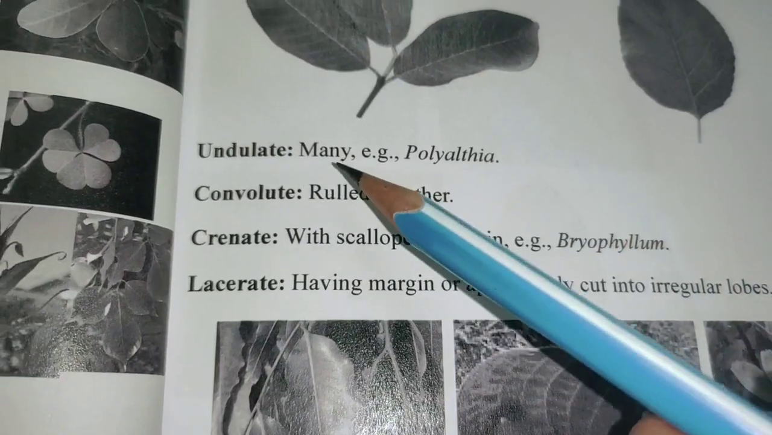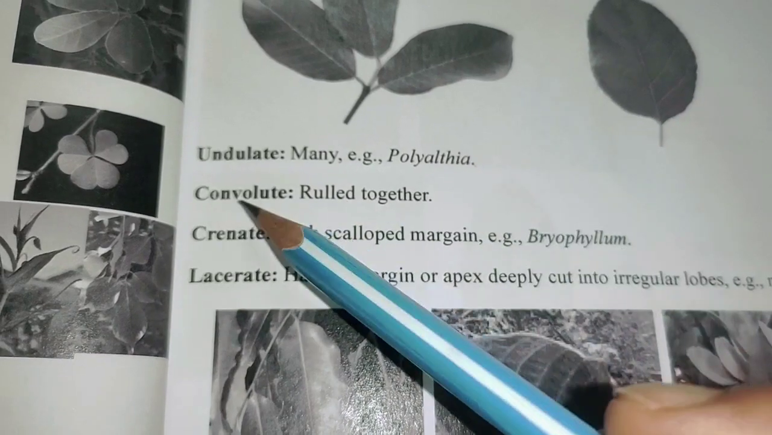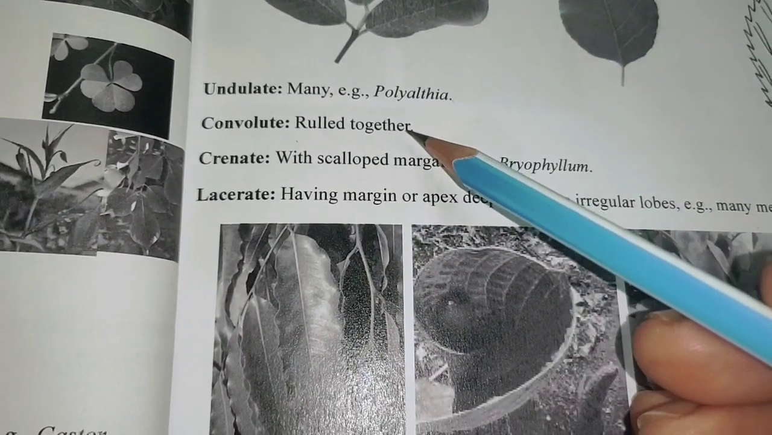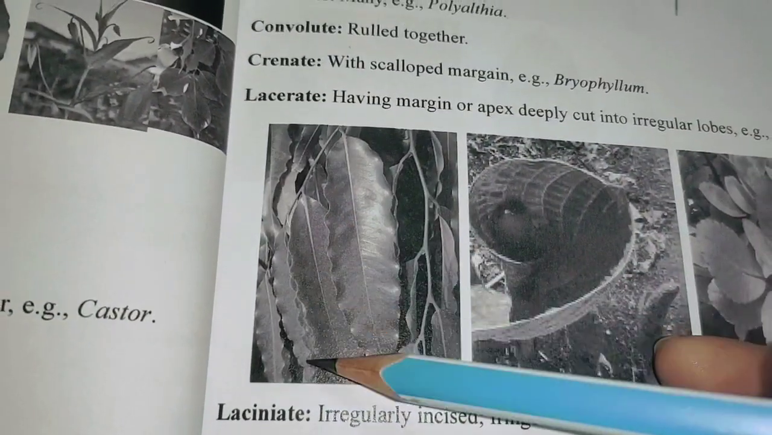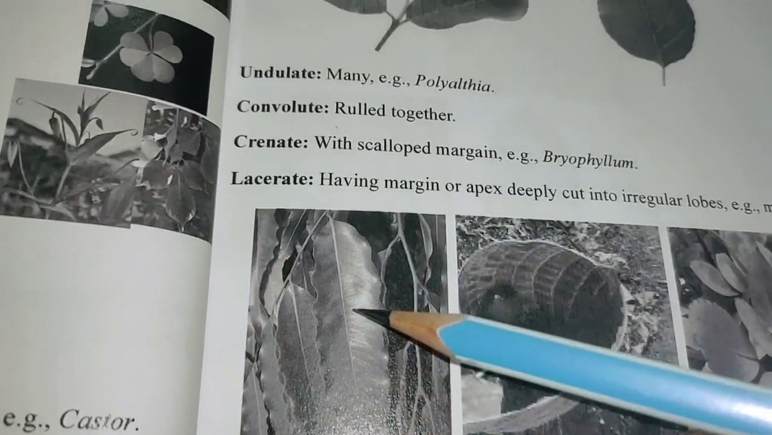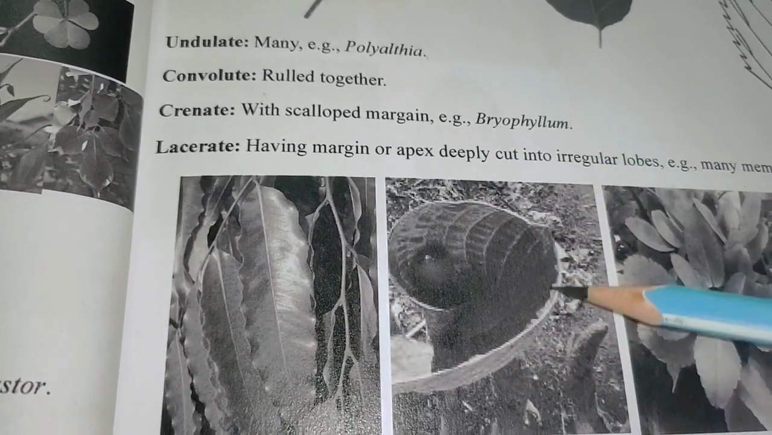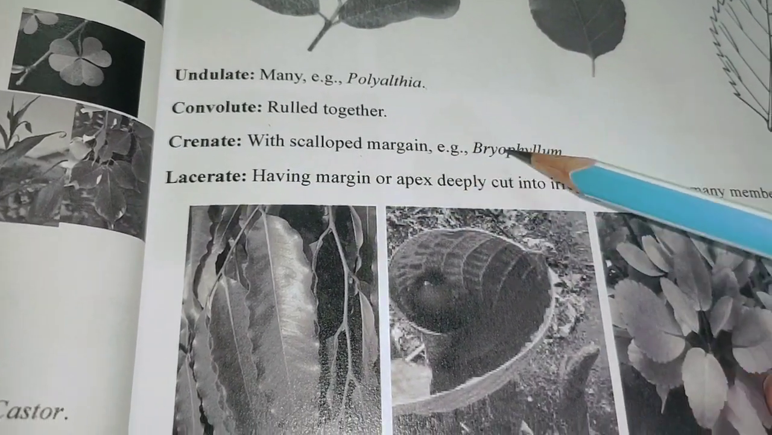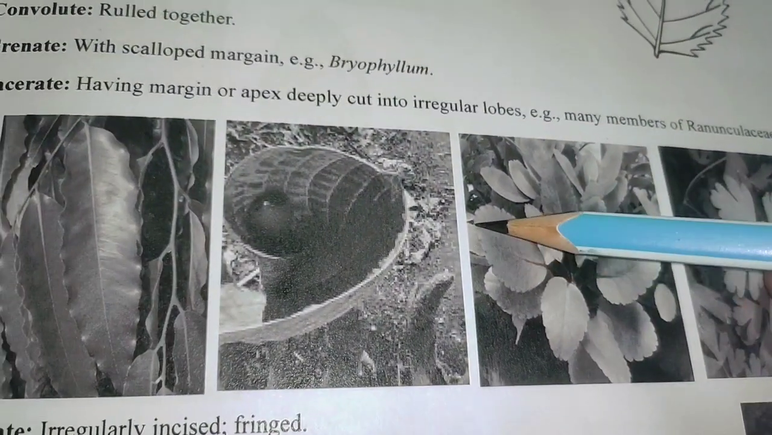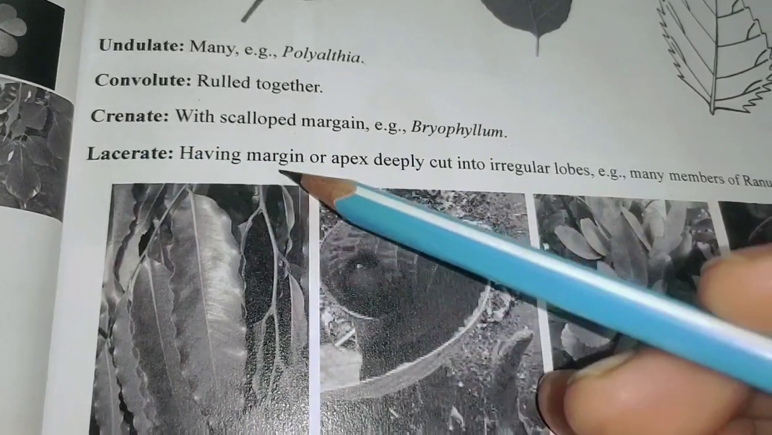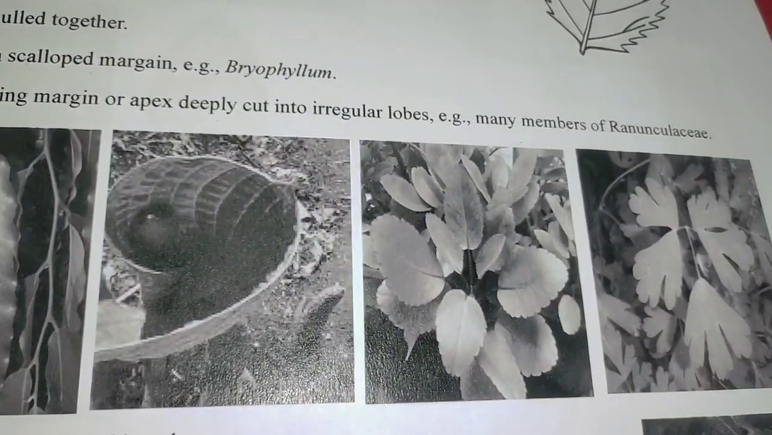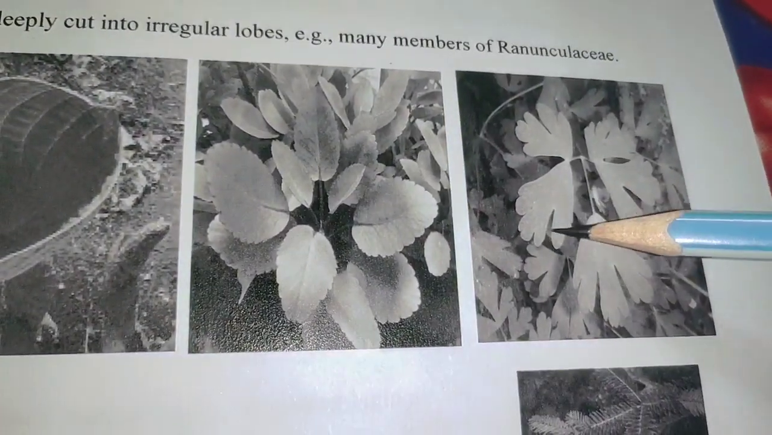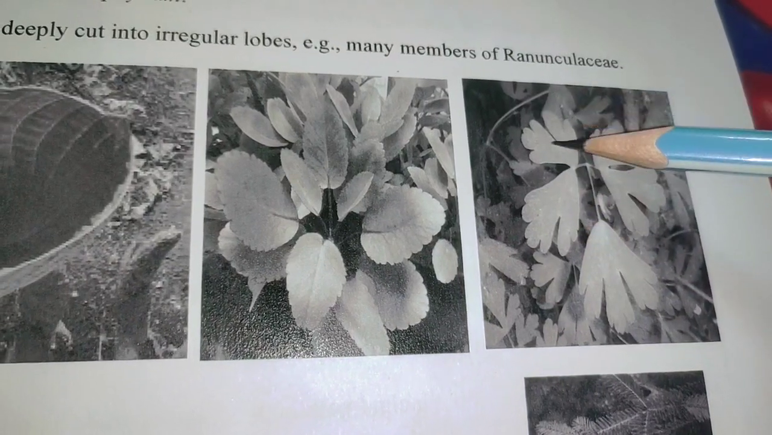Undulate, wavy, for example, Polyalthia. Convolute, rolled together, meaning folding together. Crenate, with a scalloped margin, for example, Bryophyllum. Lacerate, having the margin or apex deeply cut into irregular lobes, as in many members of Ranunculaceae. These are lobes.